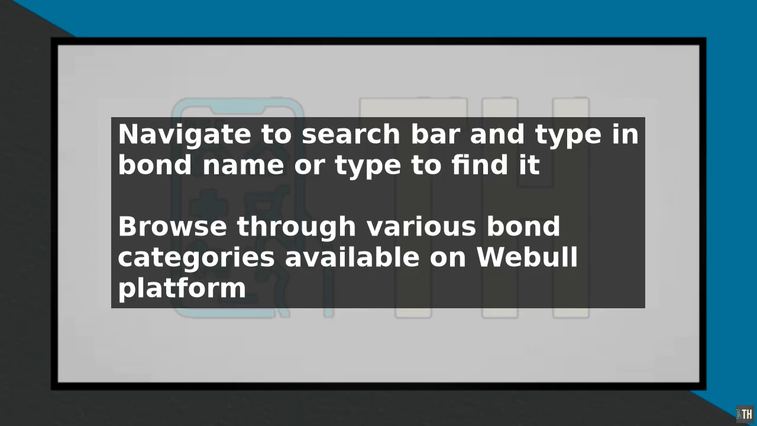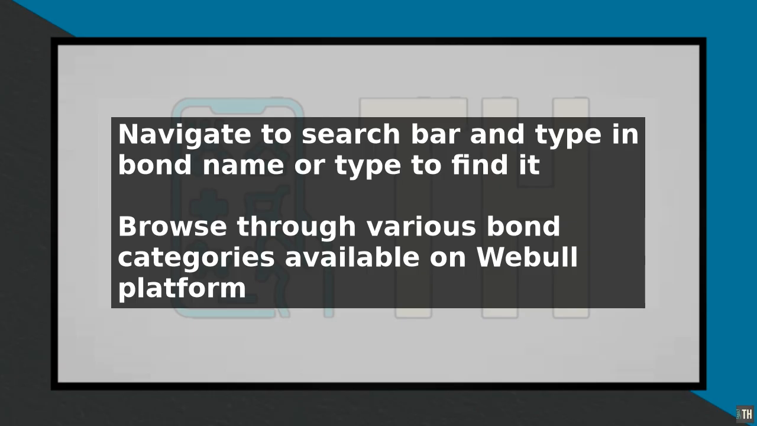When you find a bond you are interested in, click on it to view its details, including its current price, yield, and maturity date. Make sure to review the bond's credit rating, as this will give you an idea of its risk level and potential return.